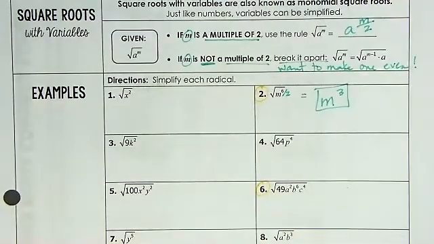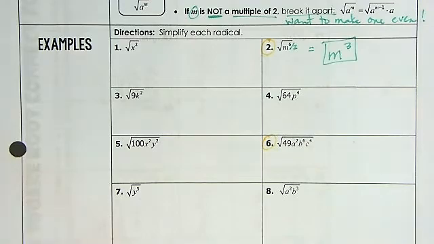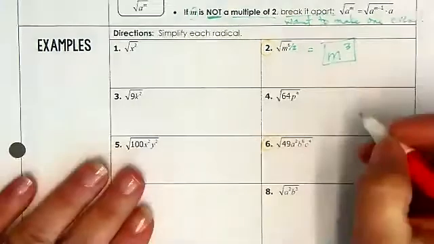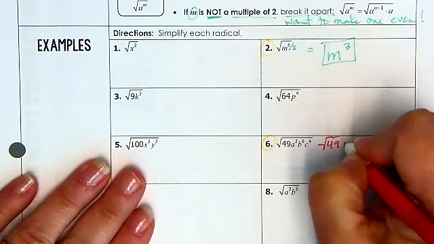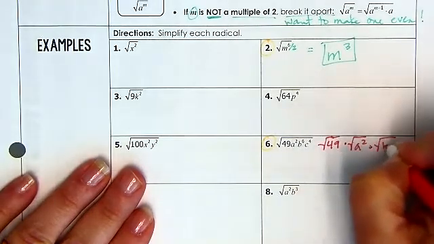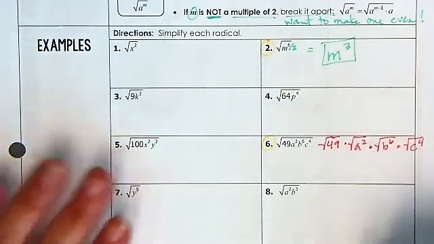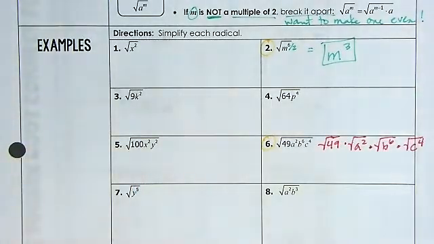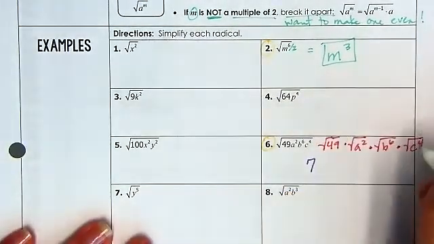Next example. We're going down a little bit further. I'm going to think about this as separate things. So I'm going to have the square root of 49 times the square root of a squared times the square root of b to the 6th times the square root of c to the 4th. Now when I'm doing this, the square root of 49 is 7.